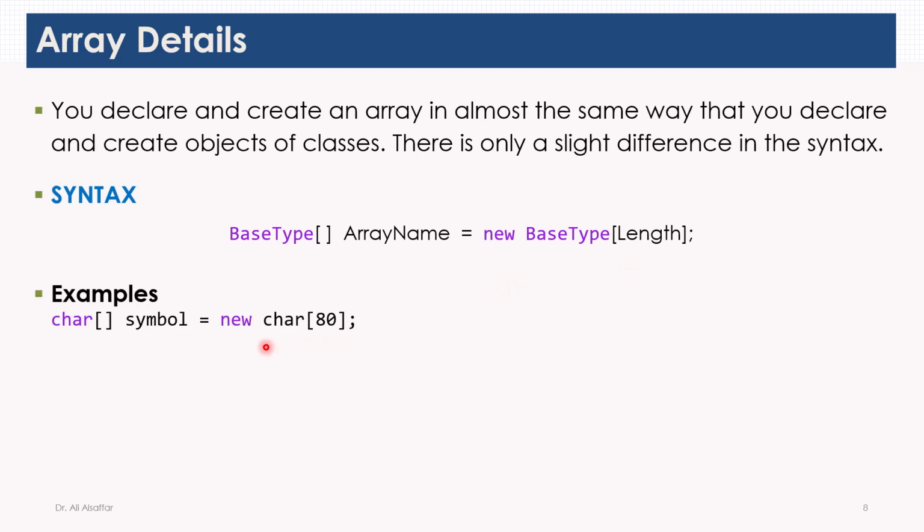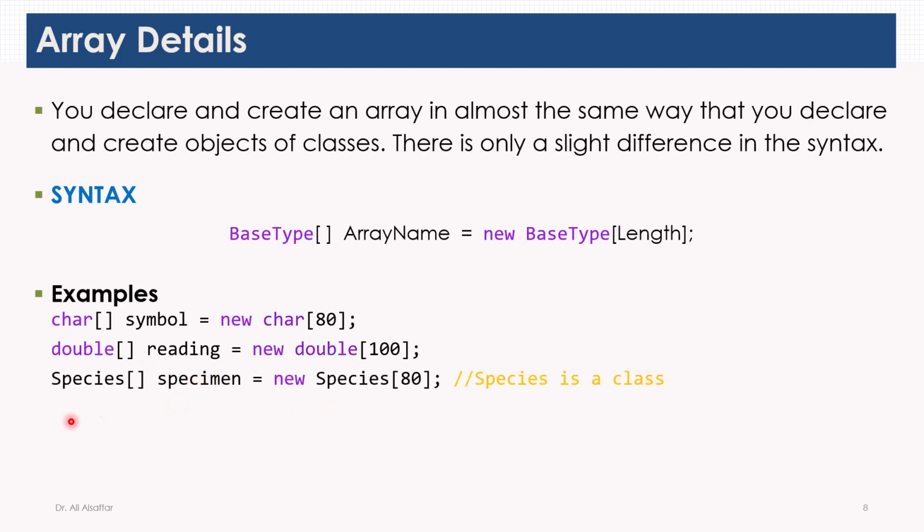Some examples on how to declare and create an array. Here we are creating an array of characters. The name of the array is symbol, and we are allocating 80 characters. In the next example, we are defining an array of double. The name of the array is reading, and we are allocating 100 doubles for this array.